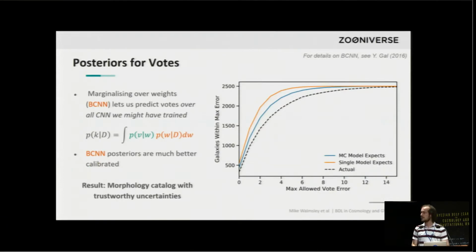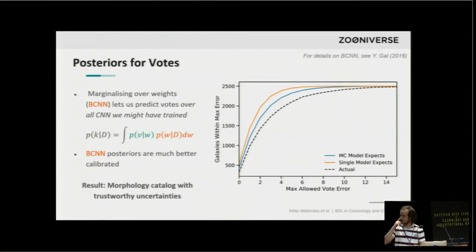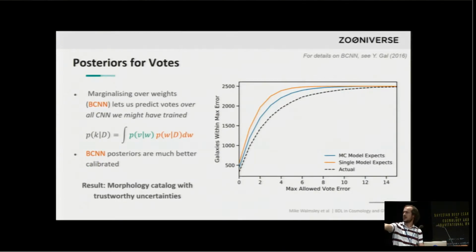To show the calibration, this is just a coverage plot in a weird format. On the x-axis is how wrong are you allowed to be? And on the y-axis, how often do you expect to be that wrong?